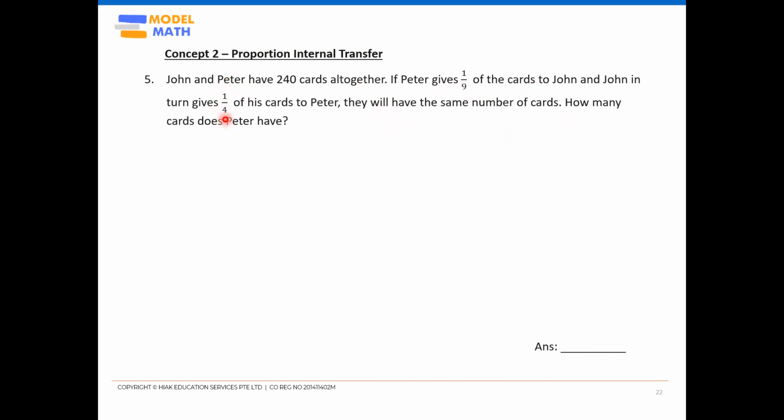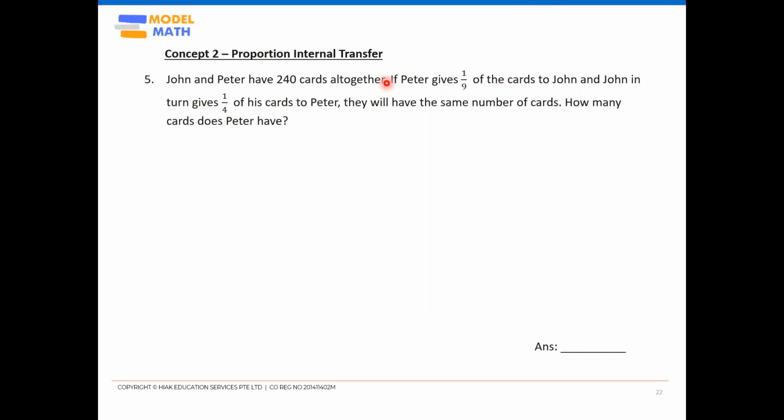Now, do these two internal transfers happen at the same time, or do they happen one after another? I hope by reading the second sentence, you are able to tell that it's happening one after another. It's not happening at the same time, because Peter gives to John first, and then John later in turn gives one quarter back to Peter. So this new 4 units from John already includes the cards that he received from his friend. So we have to be clear about this first.